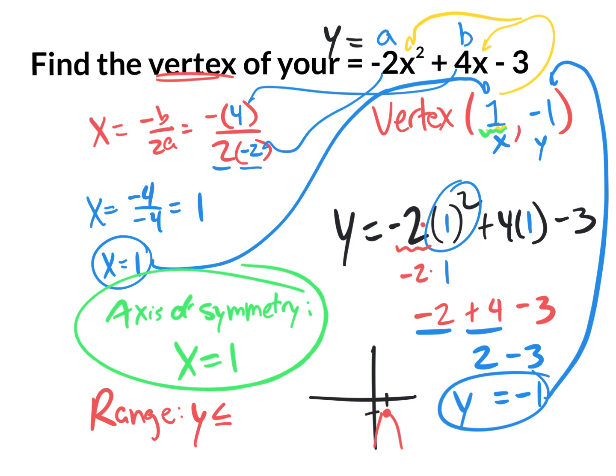And the y value of your vertex is negative 1. So y is less than or equal to negative 1. So we were able to state many things knowing this vertex. The axis of symmetry is 1 and the range is the other. The axis of symmetry comes from the x value of the vertex. The range comes from the y value of the vertex, and also knowing if it opens up or down.